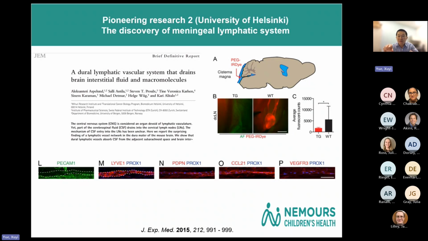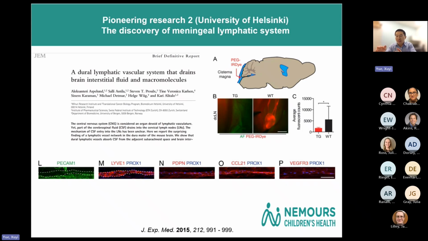With the wild type on the right, when we inject the dye, the red, we can clearly see the dye flow to the lymph node. But in the transgenic on the left, where there's no lymph node, you can see the waste flow was blocked. There's no dye flow to the lymph node because there's no lymph node. We can compare that from the fluorescence.